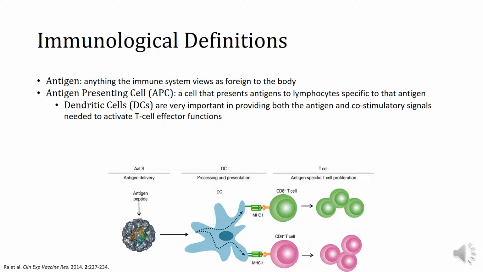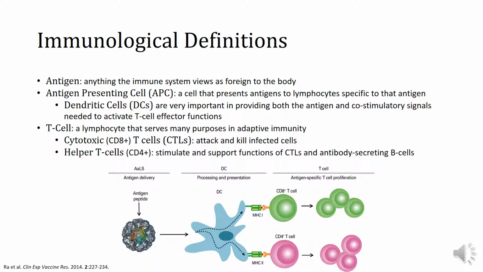And of the antigen-presenting cells, dendritic cells are the most efficient, and they are very important in providing both antigen and co-stimulatory signals needed to activate T-cell effector functions. As a reminder, a T-cell is a lymphocyte that serves many purposes in adaptive immunity.